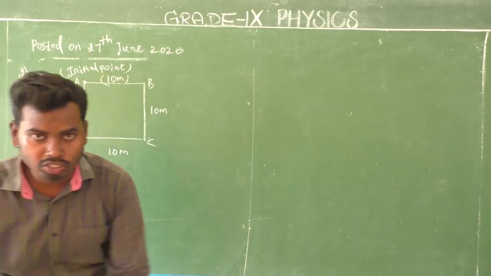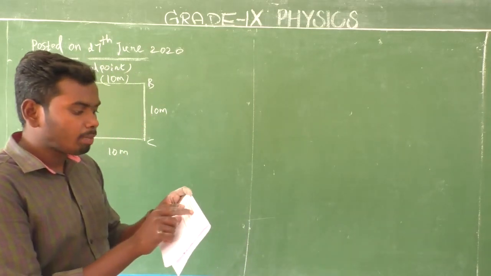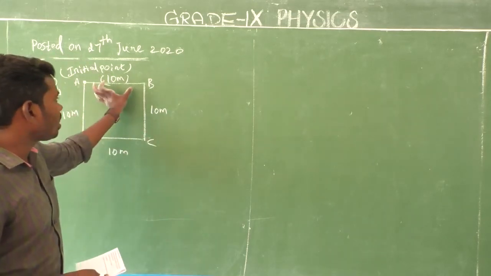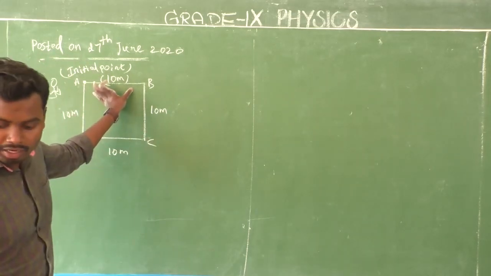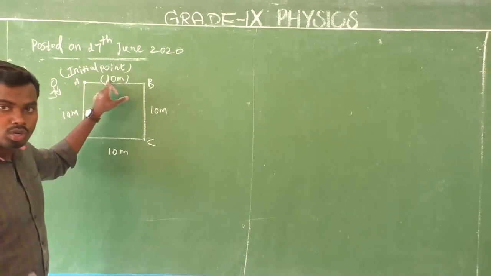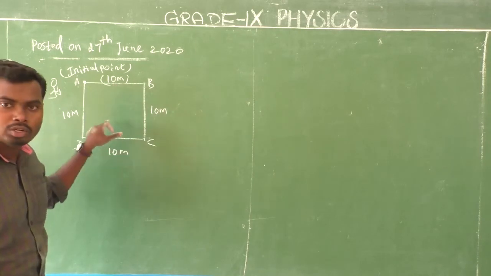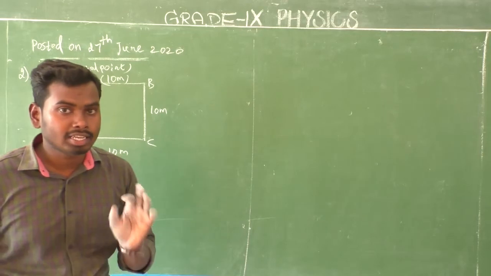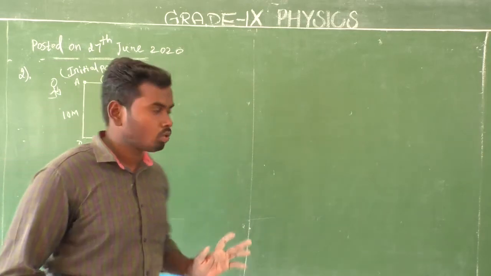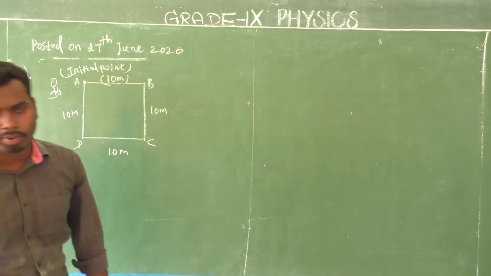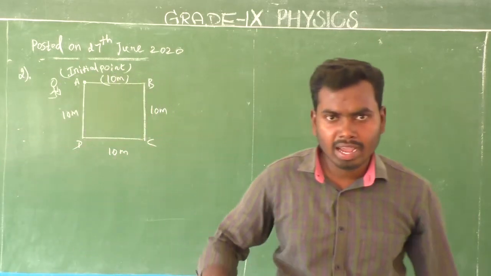Look here. The question says a farmer moves along the boundary of a square field of side 10 meter. So the side value is 10 meters. Am I right? In a square, one side value is 10 meters. What about the remaining sides? All remaining sides will be 10 meters. Don't get confused, very simple. All sides are 10 meters, because all sides are equal.